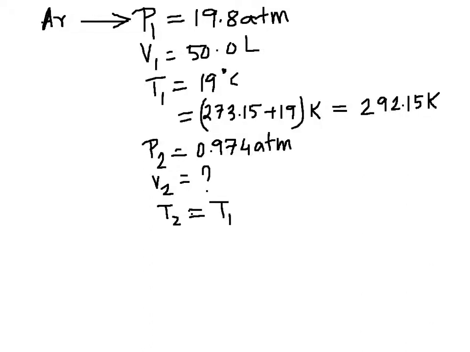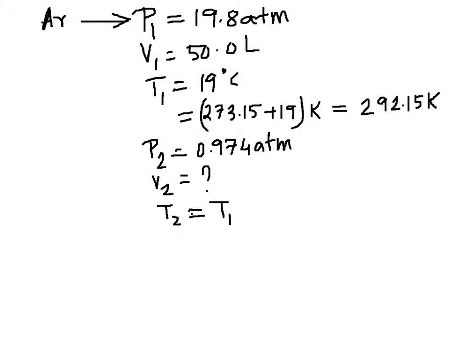Okay, so what you've been given here is argon gas, and as you can see, this argon has a pressure of 19.8 atmospheres and a volume of 50 liters, and the temperature given to you is 19 degrees centigrade. Of course, you have to change this 19 degrees centigrade into Kelvin. So it's 292.15 Kelvin if you add 273.15 to 19.